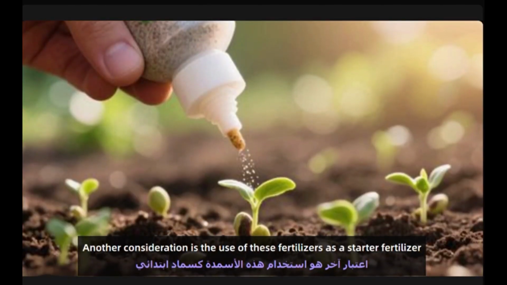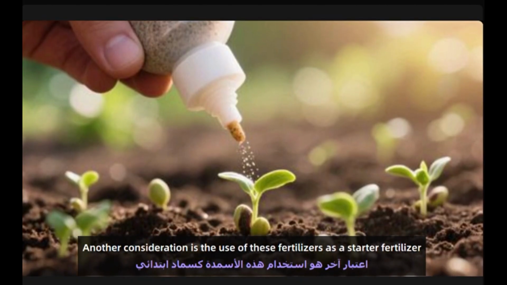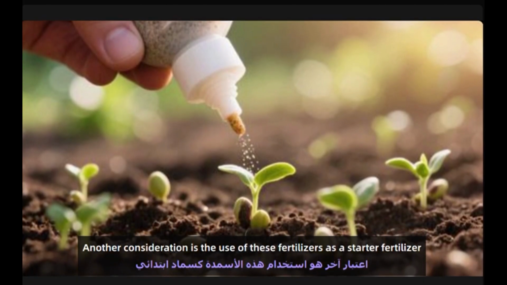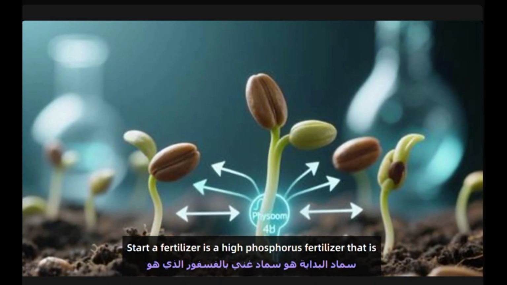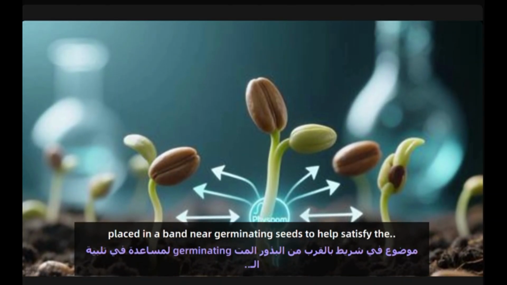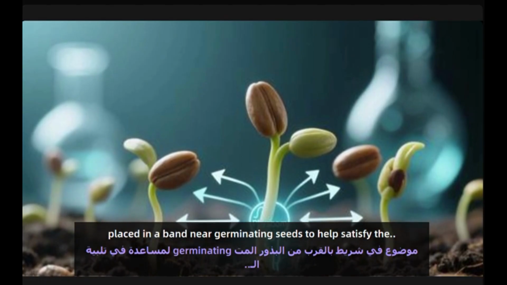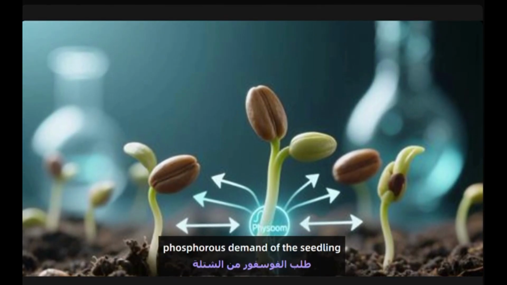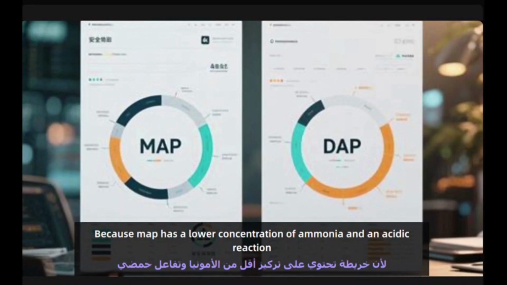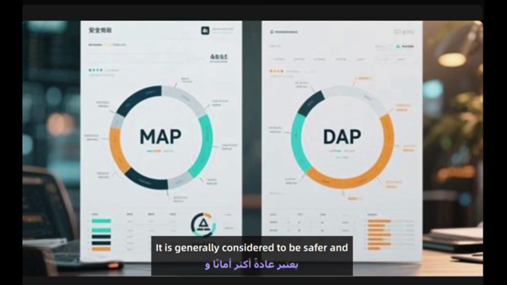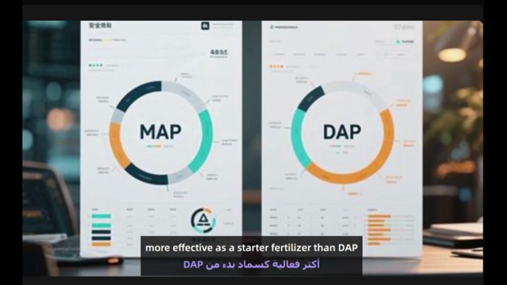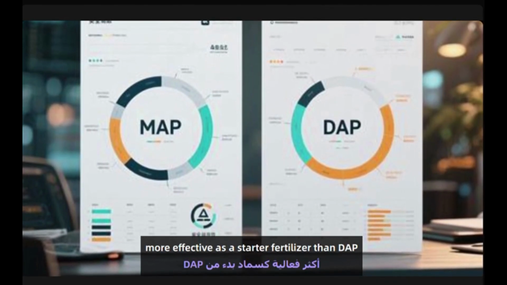Another consideration is the use of these fertilizers as a starter fertilizer. Starter fertilizer is a high phosphorus fertilizer that is placed in a band near germinating seeds to help satisfy the intense phosphorus demand of the seedling. Because MAP has a lower concentration of ammonia and an acidic reaction, it is generally considered to be safer and more effective as a starter fertilizer than DAP.